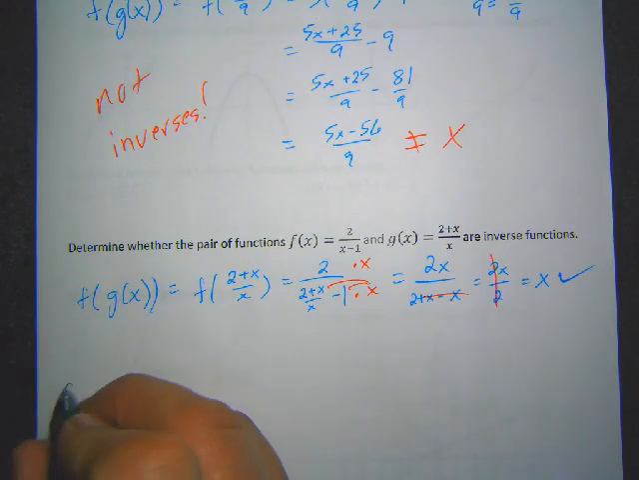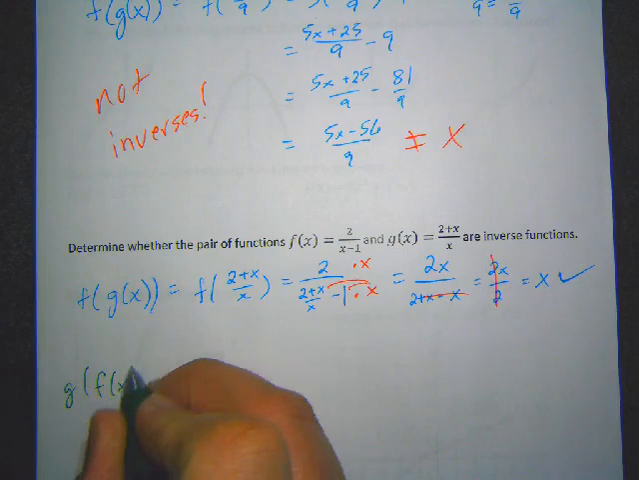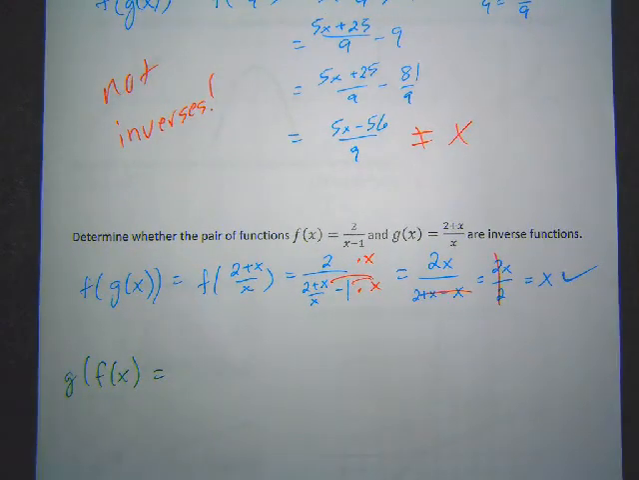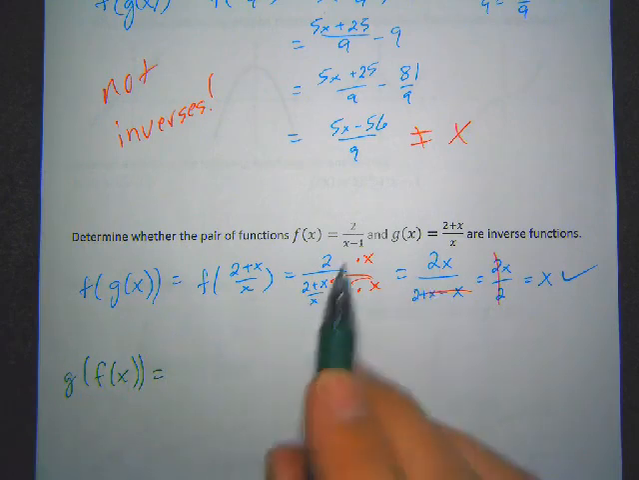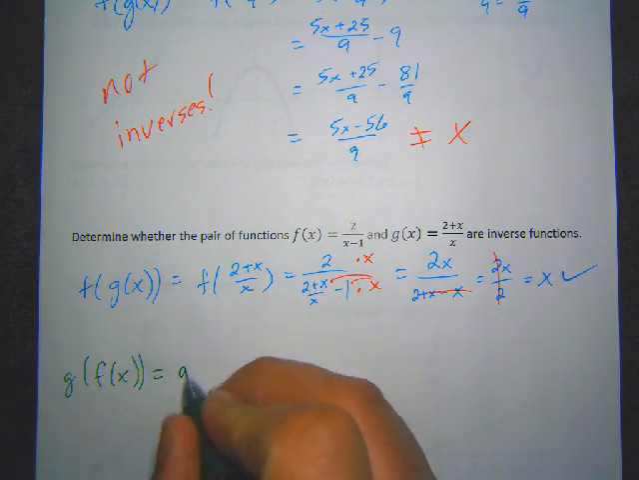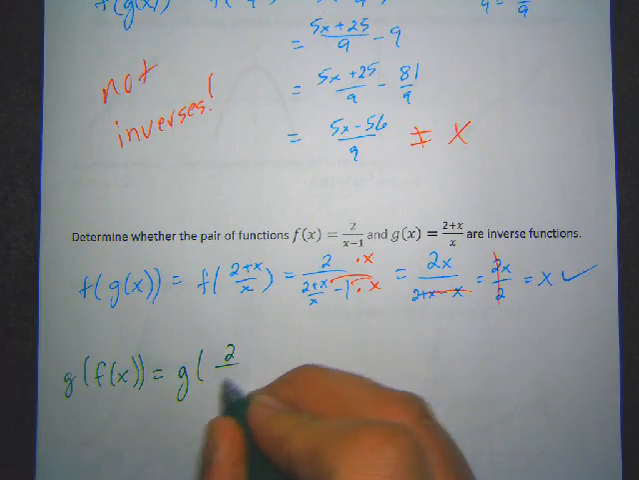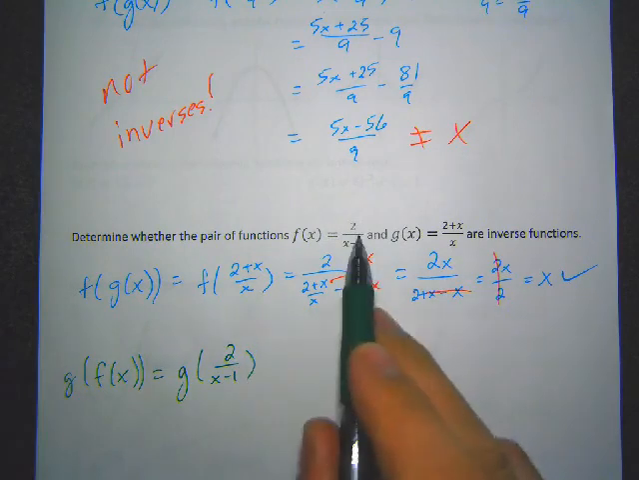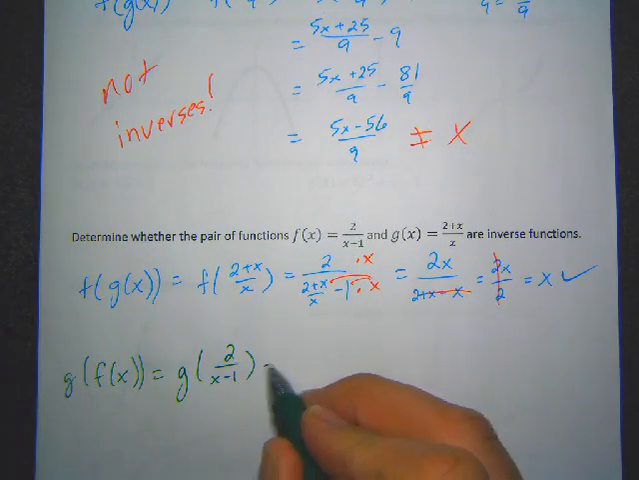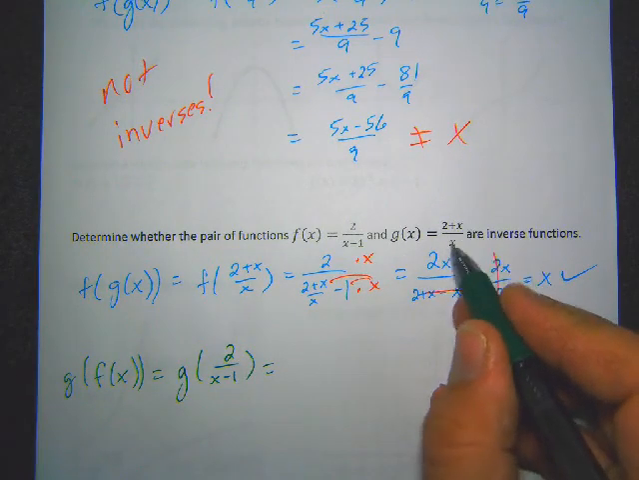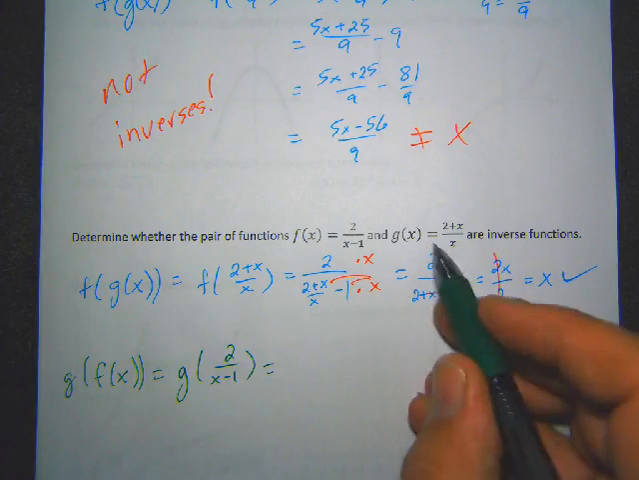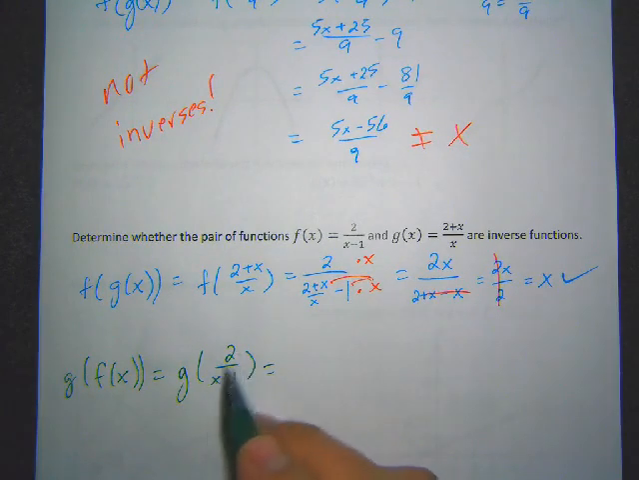Let's go backwards. Let's do g of f of x. I'm going to write it in green so we can see this is different. Going the other way now. So instead of doing the g function first, we're doing the f function on the inside. So it's going to be g of 2 over x minus 1. That's what goes inside. And then g is this guy, 2 plus x over x. And both of these x's get replaced by all this stuff. Whenever you have more than one x, all get replaced by this, because this is all replacing x.